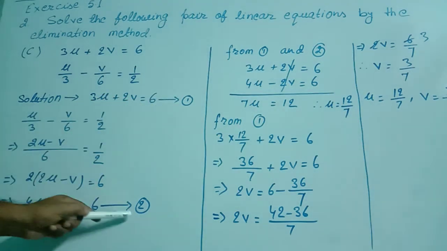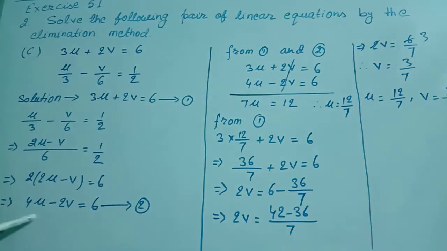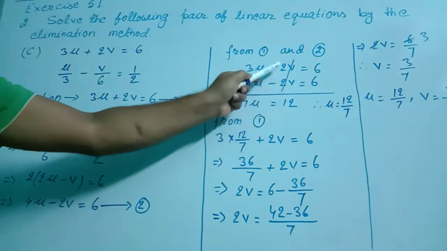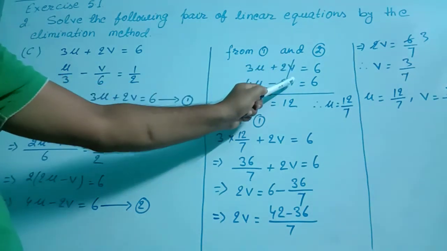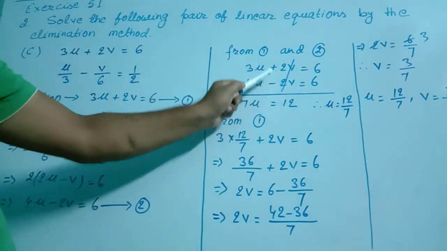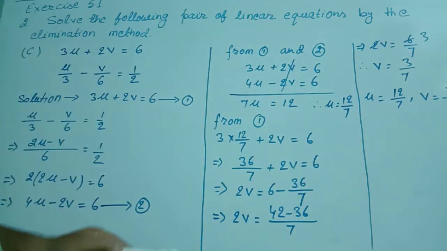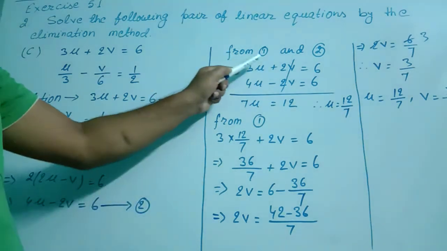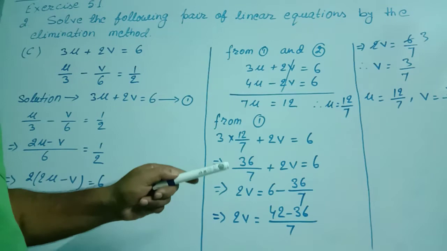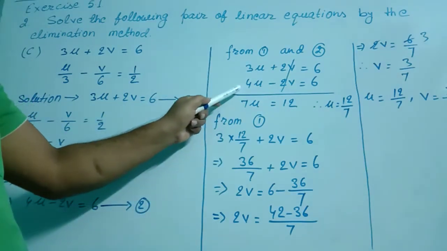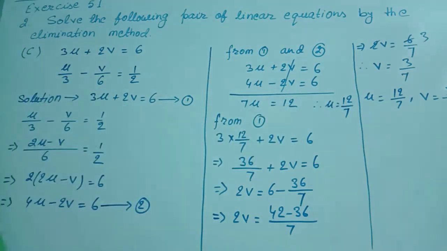Now from 1 and 2, 3u plus 2v equal to 6 and 4u minus 2v equal to 6. In these terms, we are seeing the coefficient of variable v is equal and both have opposite signs. So in this case, if you add these two equations, then these two will be cancelled, and here this calculation will be 7u and here 12. So u equal to 12 by 7.